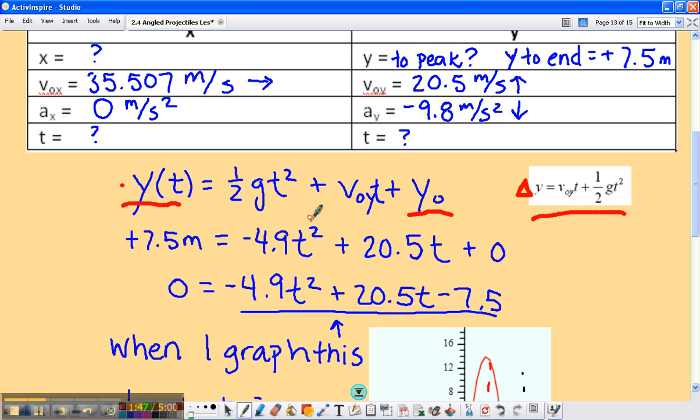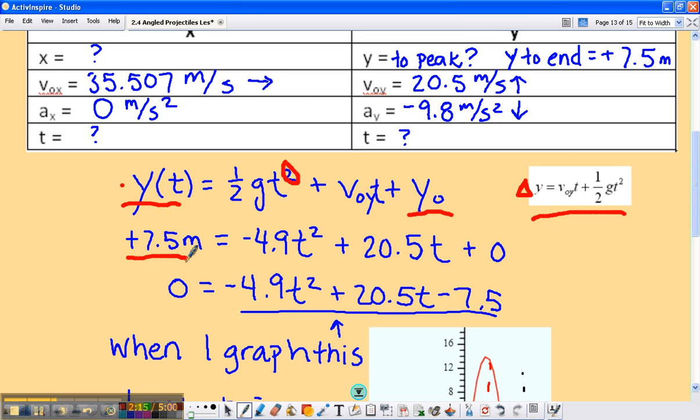So we can fill in what we know into this formula, which is a quadratic because of this squared right here. So I know 1/2 g is equal to negative 4.9. I know my v naught y is equal to positive 20.5. And then my initial y height is 0. I'm starting at the 0 level. And then what happens is I end up landing positive 7.5 meters above that 0 level.